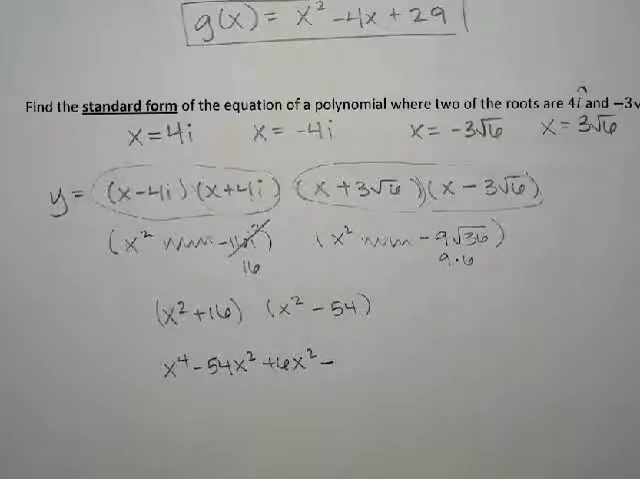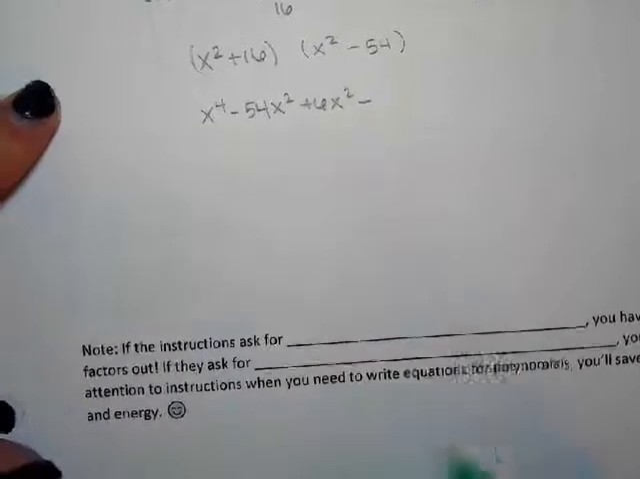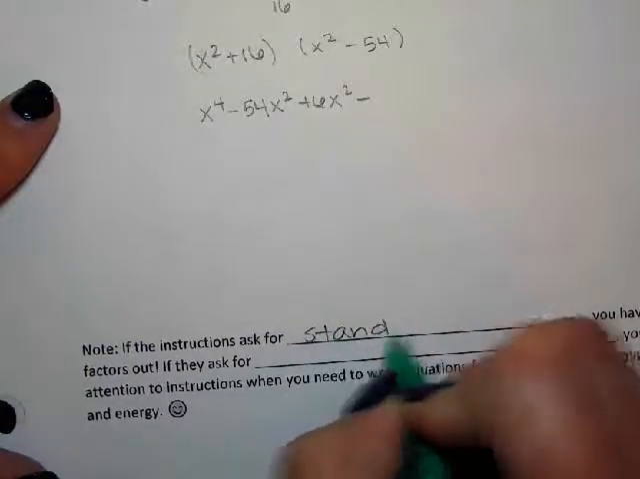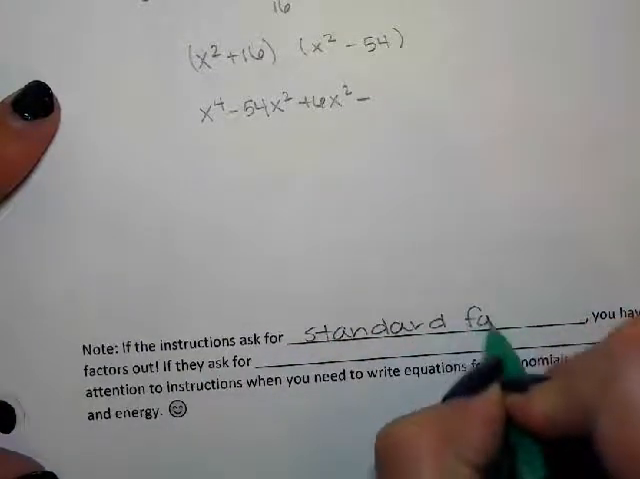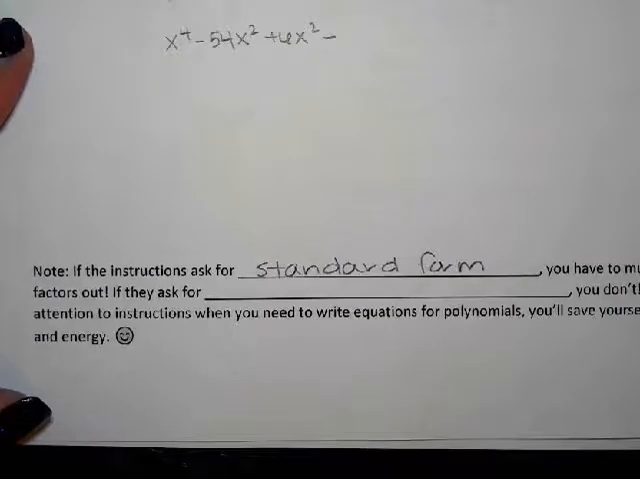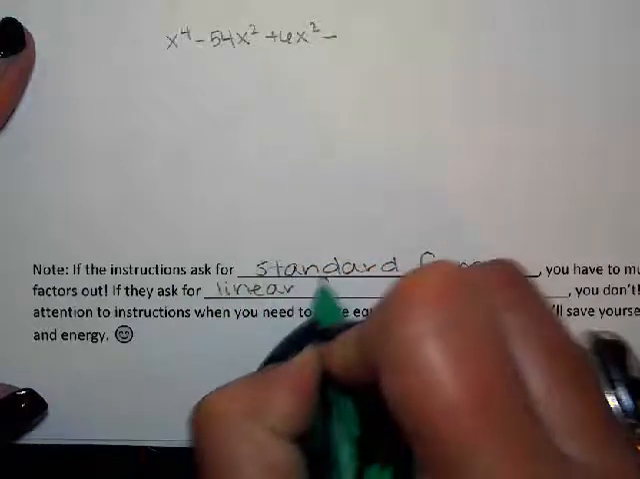Note at the bottom. If the instructions ask for standard form, you have to multiply the factors out. Have to. If they ask for linear factorizations, you do not. Pay attention to your instructions. You'll save yourself a lot of time and energy.